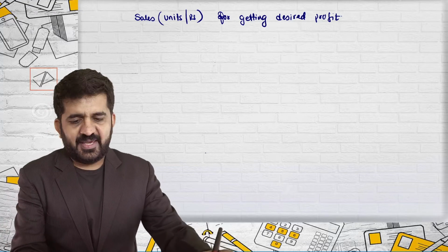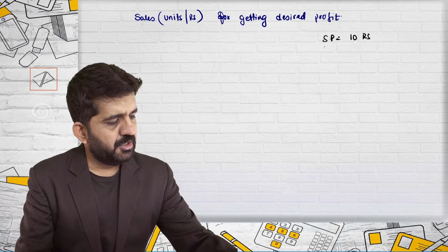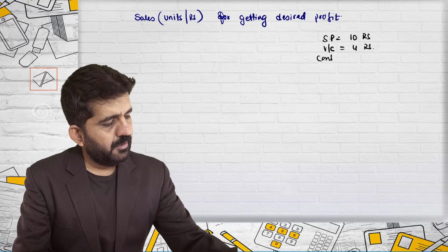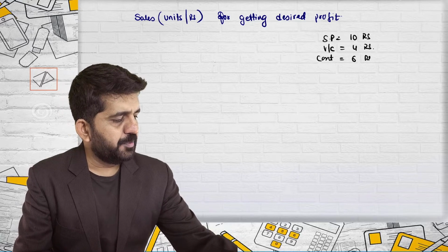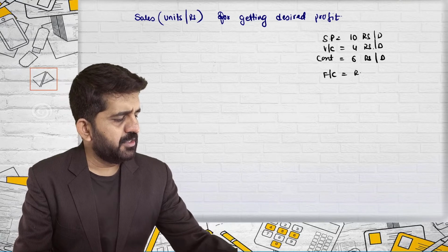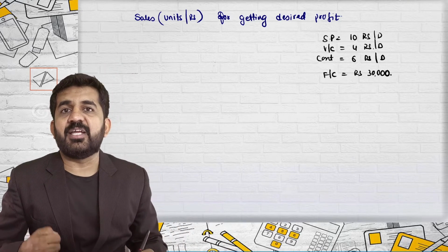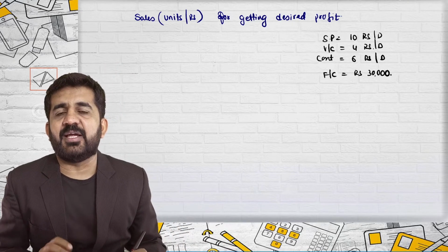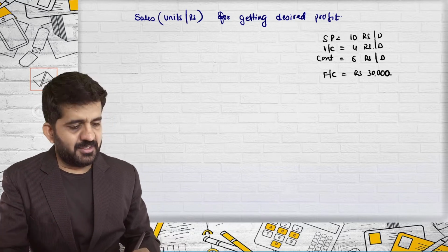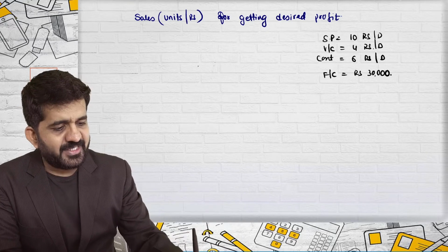So let me write down the same financials for our Pani Puri business. Selling price 10 rupees per dish. Variable cost 4 rupees per dish. Contribution is 6 rupees per dish. And fixed cost is rupees 30,000. Now if someone tells me find out the level of activity where there is no profit, no loss, they are asking me break even point. But see what they are asking. Find out level of sales or sales.